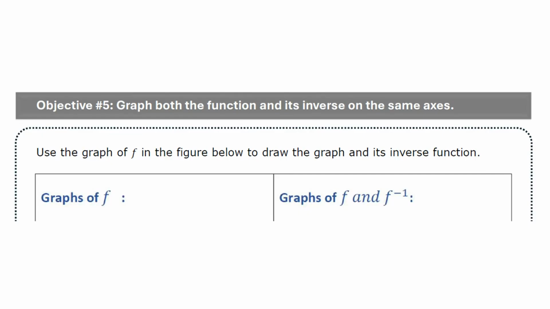All right, objective 5. We are going to use a graph of f in the figure below. Well, objective 5 says graph both the function and its inverse on the same axis, which we kind of did in the previous objective, but the function graph was already given to you. So now we are going to include graphing the function in this objective.